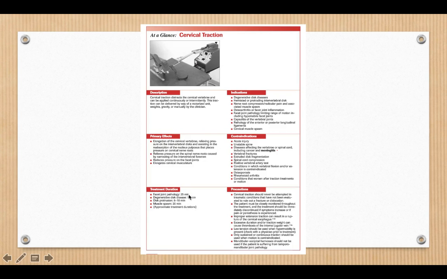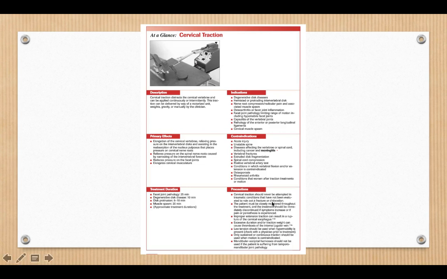So again, facet joint pathology, usually about 25 minutes. Degenerative disc disease, maybe only about a 10-minute treatment. Disc protrusions are about 8 to 10. Muscle spasms, maybe 20 minutes. We can do, again, the sustained or the intermittent. Different conditions benefit from different doses as far as intermittent or sustained. Our contraindications, you want to make sure you rule all of these out, and then some of our precautions.